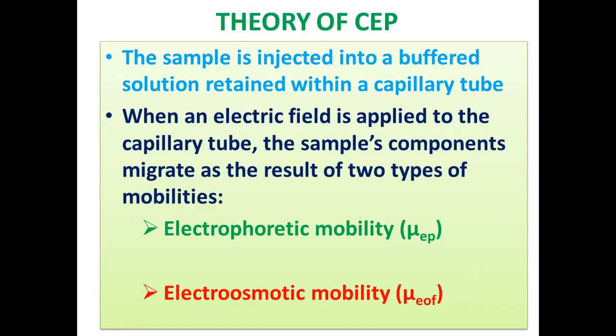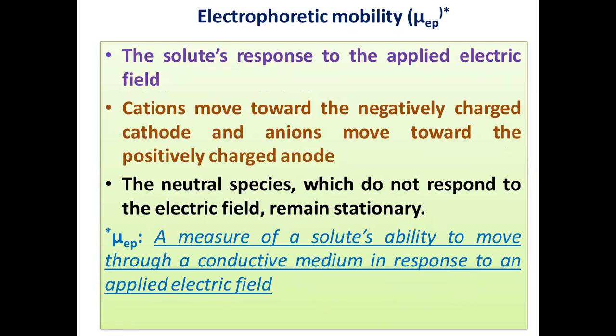So what is the meaning of electrophoretic mobility? And in contrast to that, what is the meaning of electro-osmotic mobility? Let us first see the meaning of electrophoretic mobility. Electrophoretic mobility is the mobility of the solutes in response to the applied electric field, nothing other than that. The moment you apply the direct current potential to the capillary tube, the solutes, depending on their relative affinities, will start to migrate. This solute migration is called electrophoretic migration. So the solutes' response to the applied electric field is called electrophoretic mobility.